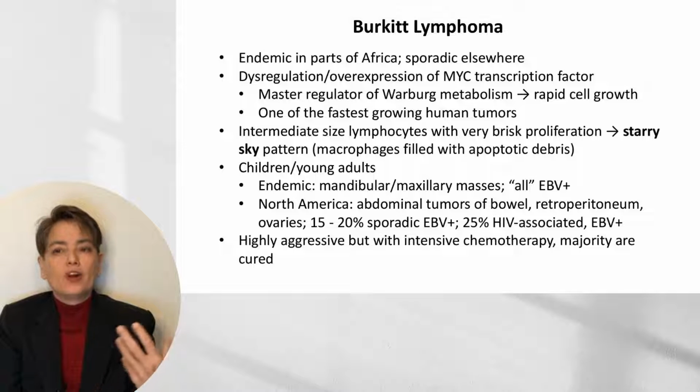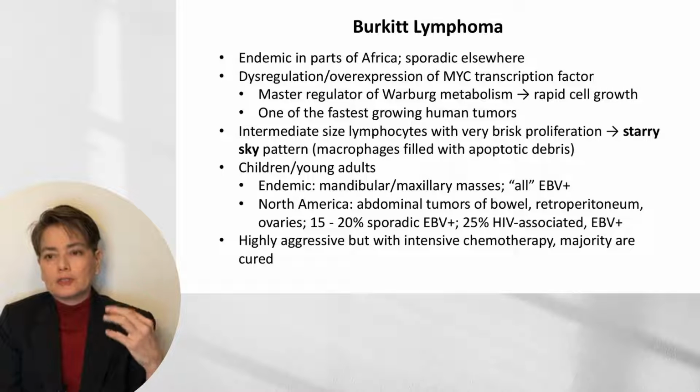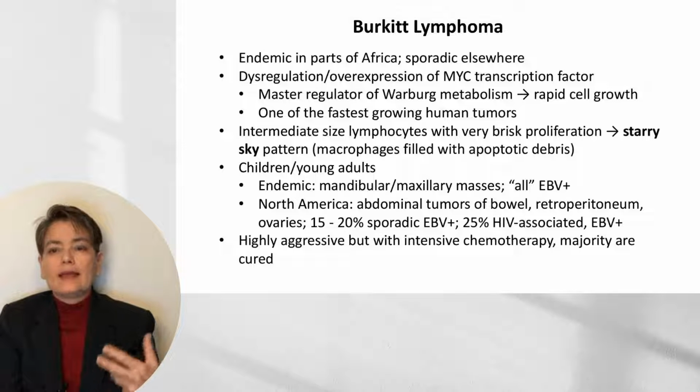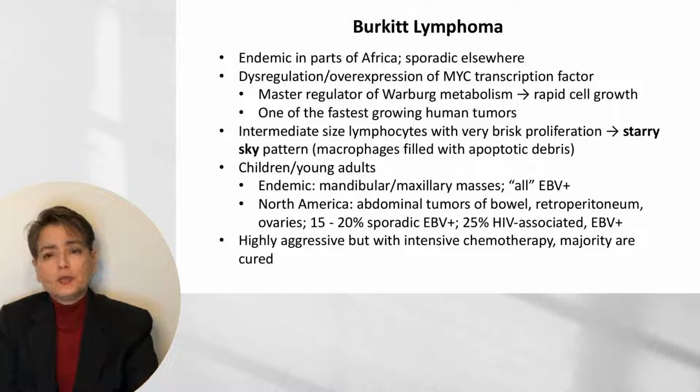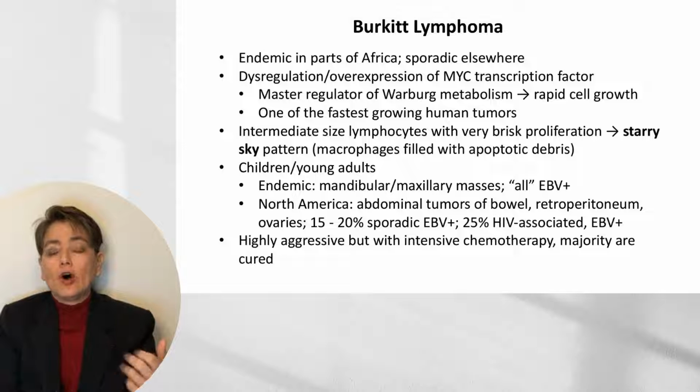Since we have this very brisk proliferation, we get apoptosis. Macrophages will consume that apoptotic debris and give this punched-out look, which we'll see in a second. It tends to affect children and young adults. In endemic areas, it will present typically as a mandibular or maxillary mass, and we say that nearly all are Epstein-Barr virus positive. By contrast, in North America, we tend to get abdominal tumors of the bowel, retroperitoneum, and ovaries.